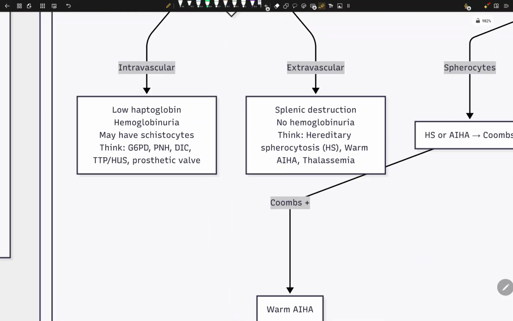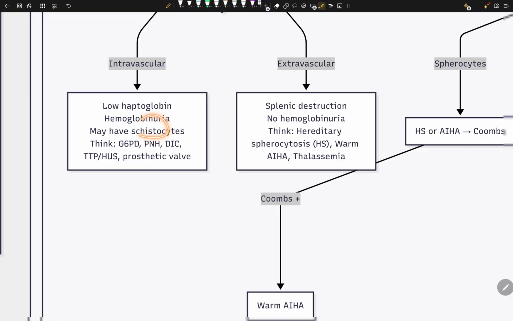Okay, we come back to intravascular hemolysis: RBCs getting messed up in the blood. We have hemoglobinuria because heme is getting spilled inside the serum. We have low haptoglobin because haptoglobin goes and finds all the heme, because heme is super toxic. We have schistocytes. We have G6PD, PNH, DIC, TTP, HUS, prosthetic valve. All of them lead to bleeding intravascularly.